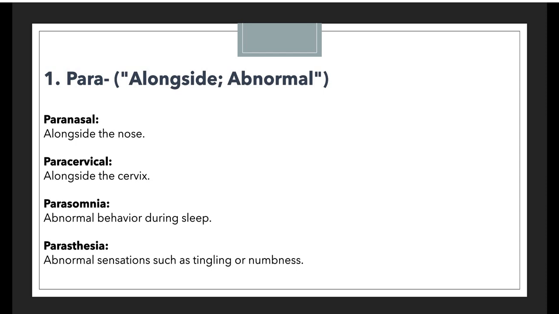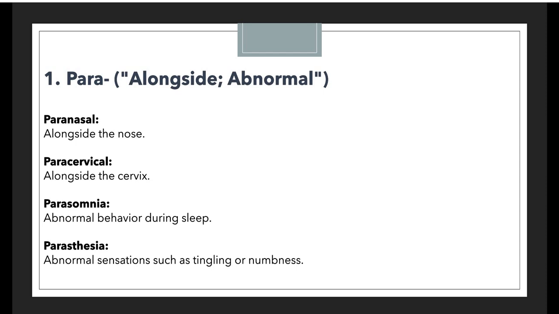Similarly, we have paresthesia. Paresthesia means abnormal sensations such as tingling or numbness. So whenever you want to convey abnormality related to sensations, then we will use the terminology paresthesia, where para is a prefix to showcase abnormal. Okay, so this is all about the para prefix, which is used in order to showcase something alongside or abnormal.